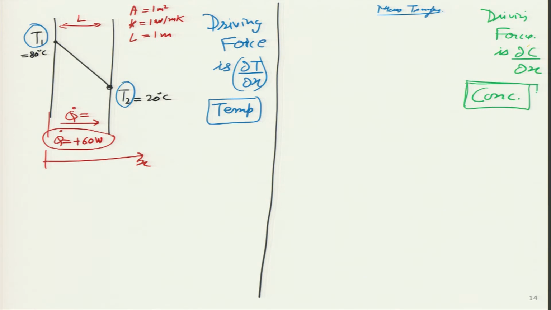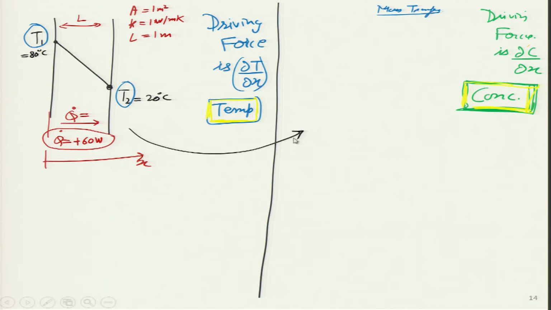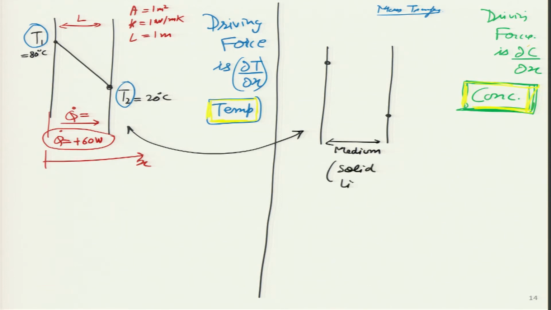Sorry, there is something with the screen going on, but I will do it slowly. So, whatever role temperature is playing in heat transfer, the same role concentration is playing in mass transfer, which means I can draw a perfect analogy of this wall over here, and instead of, this is not a wall I am drawing, this is just some sort of a medium. So, I will call it a medium, and this medium could be a solid, it could be a liquid, it could be a gas.